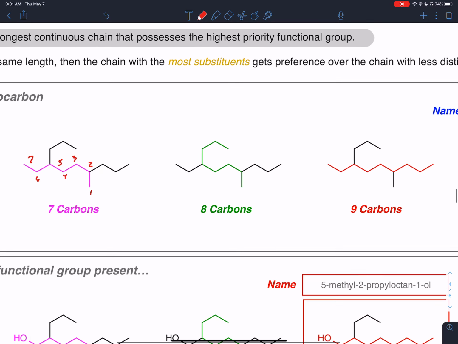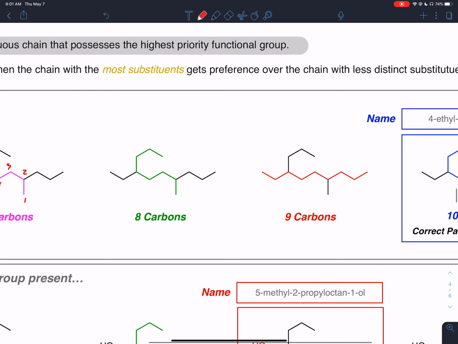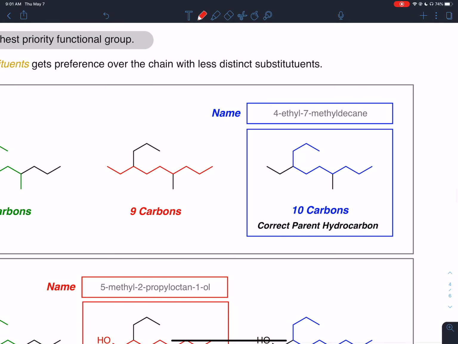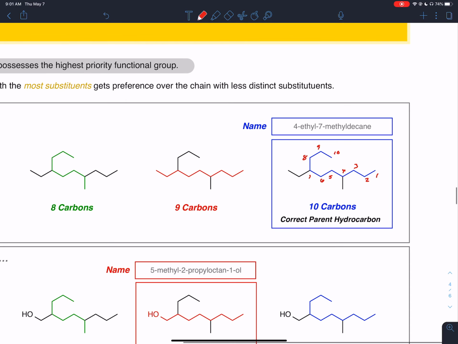If you numbered in green here, you would see that there's 8 carbons. If you numbered all the way across, there's 9 carbons. And then if you numbered across, and also then going up, you would notice that there is going to be 10 carbons. And so that blue chain is the longest continuous chain. That is the parent hydrocarbon. And accordingly, we use the alkyl prefix dec to symbolize that there are 10 carbons. And along this longest continuous chain, we have some substituents, right?